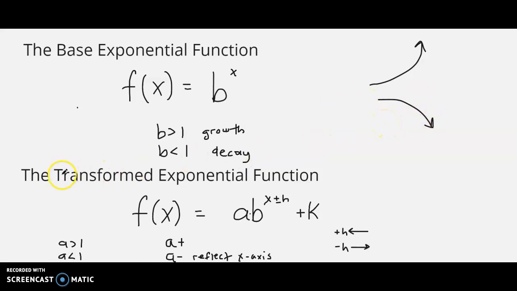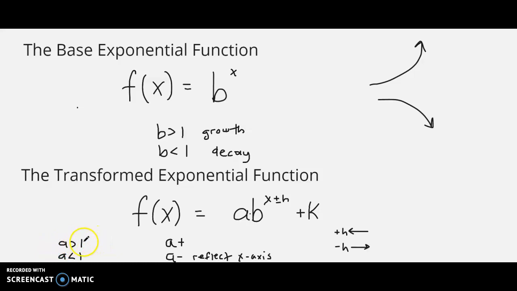Now, let's look at all the ways we can transform a function. We can multiply by a, we could add or subtract h, and then we could add k on the end. So you may see variations of this. Let's focus on this a here. If a is positive, the function's going to pretty much stay put. There won't be any kind of reflection or movement as far as a positive a. However, if a is negative, it's going to be reflected over the x-axis.